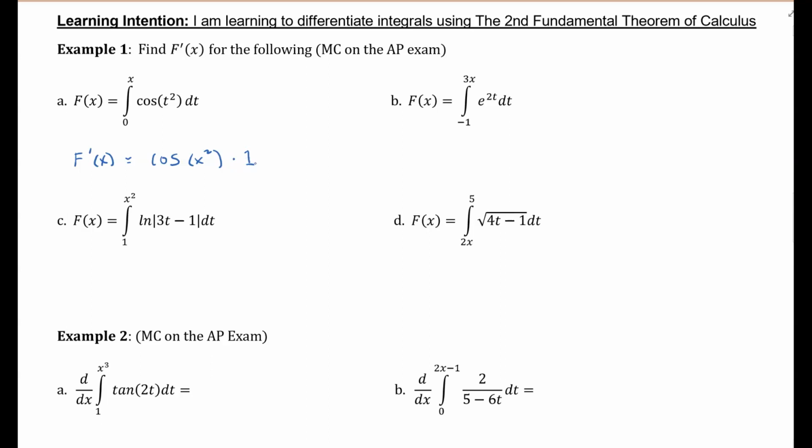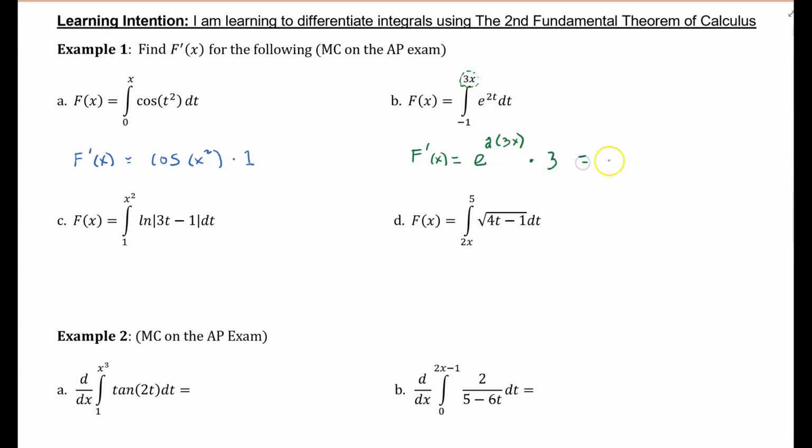That's it. B, f of x equals the integral from -1 to 3x of e to the power of 2t dt. Okay, so I'm going to differentiate my left side, and I'll differentiate my right side. Well, I'm taking the derivative of an integral. They're inverses. They cancel. But I have a function up here, so I'm going to plug in my function, e to the power of 2 times 3x. That's a 2. Almost looks like a letter there. Okay, and I'm going to multiply times the derivative of my upper limit, which is just 3.